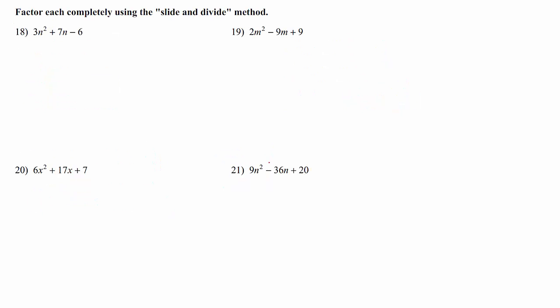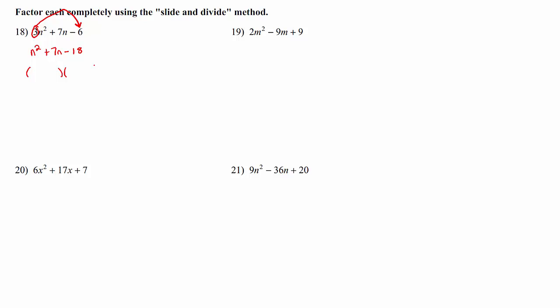All right, we're going to factor things that are of the form ax squared plus bx plus c using my favorite method, slide and divide. So this method requires us to take the number at the beginning of our problem, 3, and slide it to the last number, which is -6, so that we get n squared plus 7n minus 18.